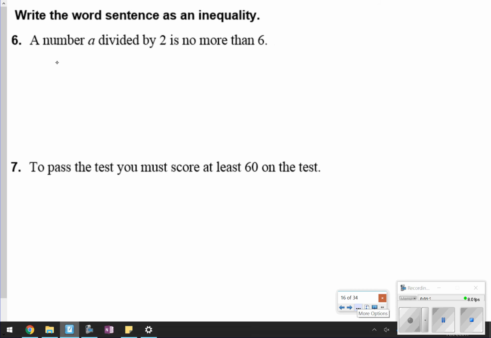Number 6, a number a divided by 2 is no more than 6. No more than 6 means less than or equal to 6. My jeans cost no more than $25, so that means $25 or below.